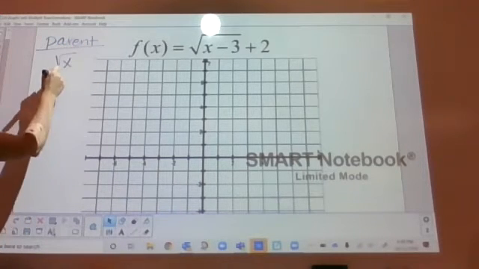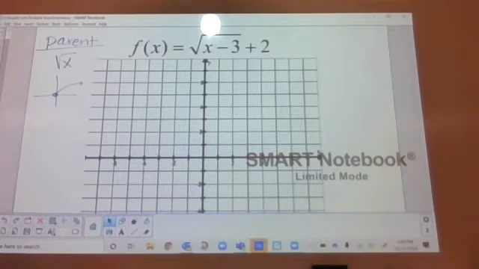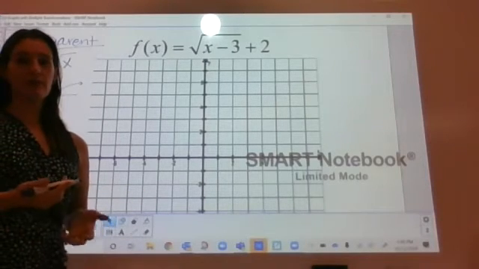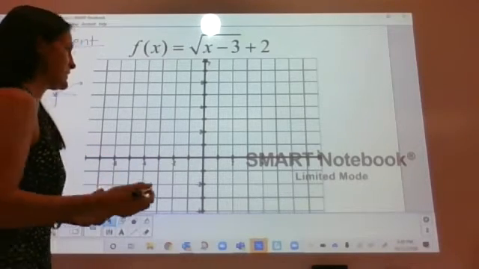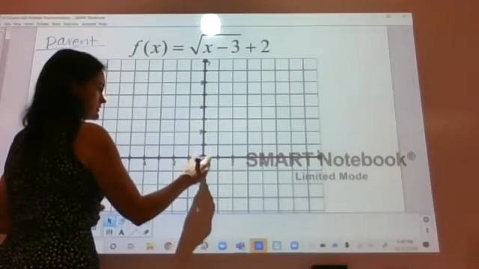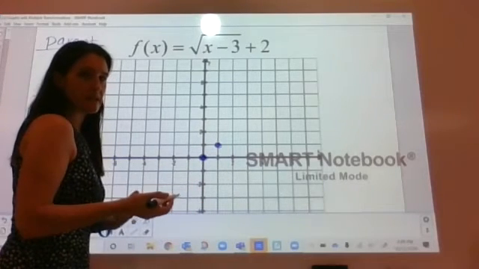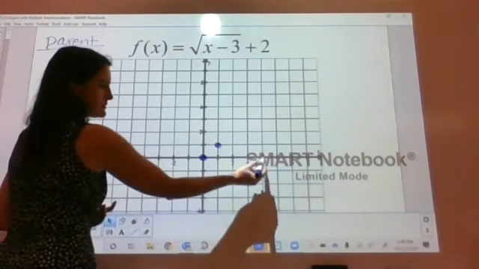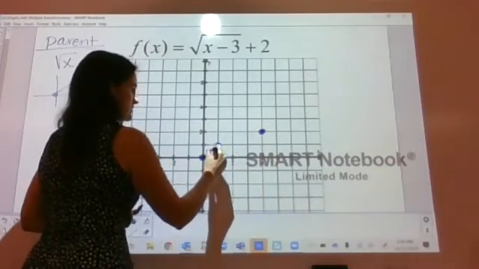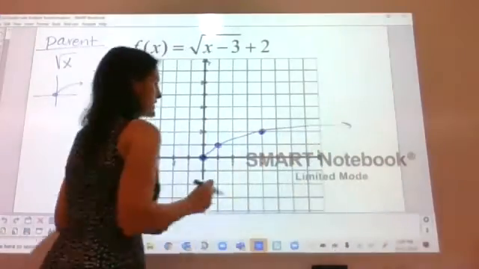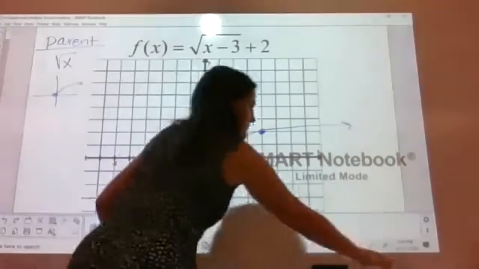And then this is the shape of the parent function. And there were 3 of the characteristic points that we talked about in the last lesson that we use for this shape. And it is 0, 0, 1, 1. And then what's another number that's easy to take a square root of? 4, right? And square root of 4 is 2. So that's our basic parent function shape.